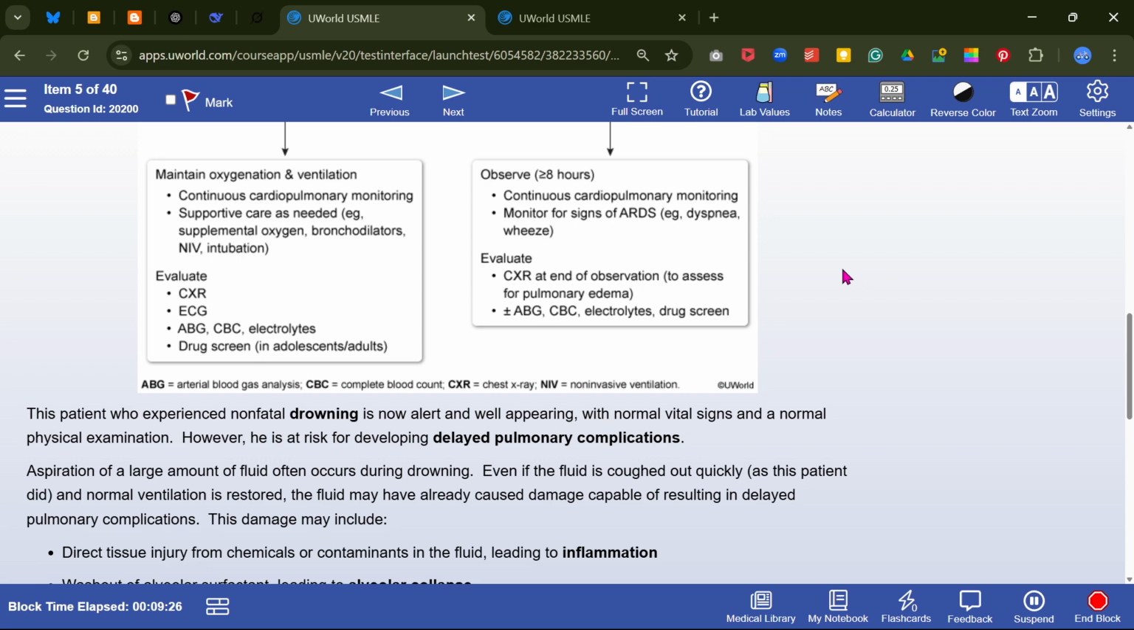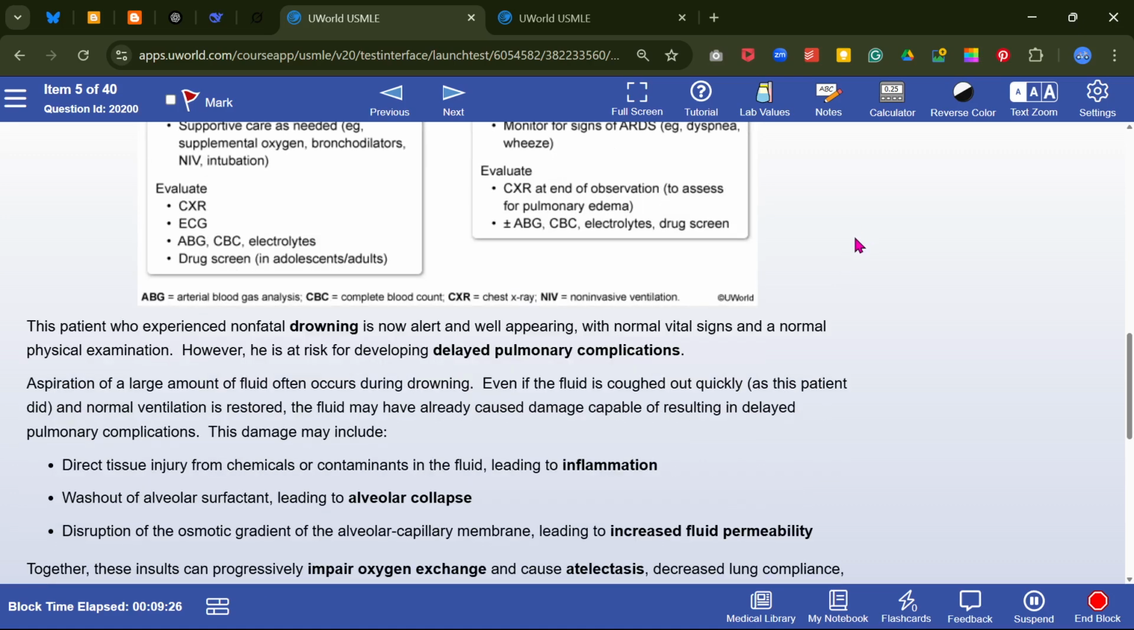This patient experienced non-fatal drowning and is now alert and well appearing with normal vital signs and a normal physical examination. However, he is at risk for developing delayed pulmonary complications. A large amount of fluid often occurs during drowning, even if the fluid is coughed out quickly, as this patient did, and normal ventilation is restored. The fluid may have already caused damage capable of resulting in delayed pulmonary complications.